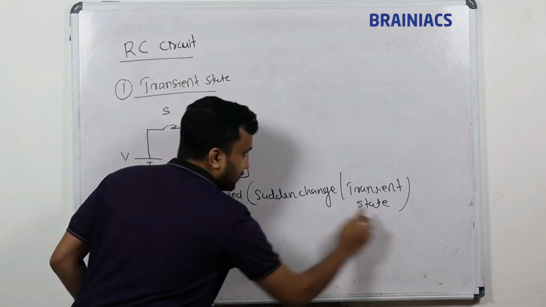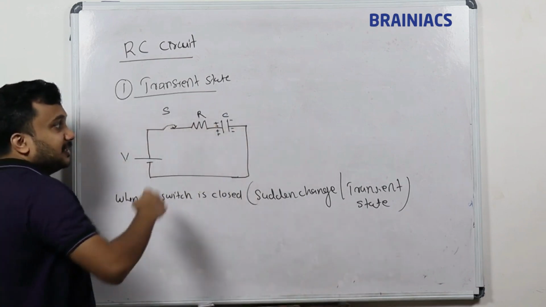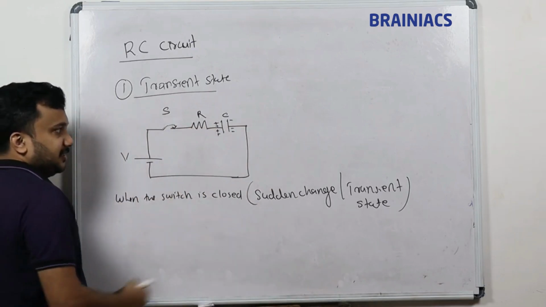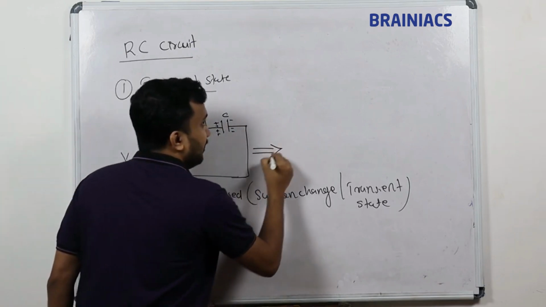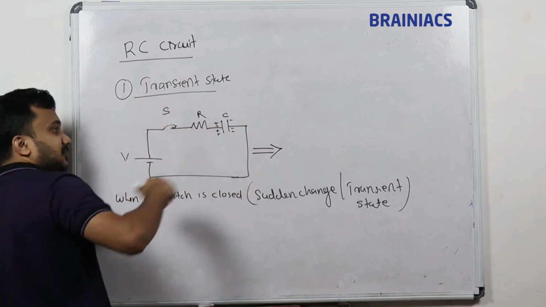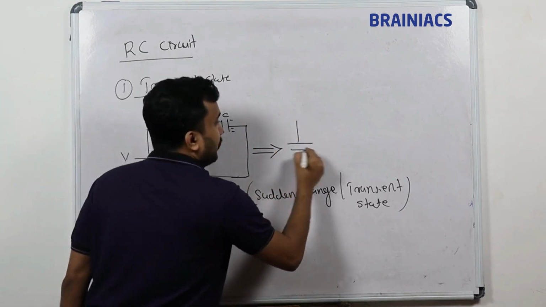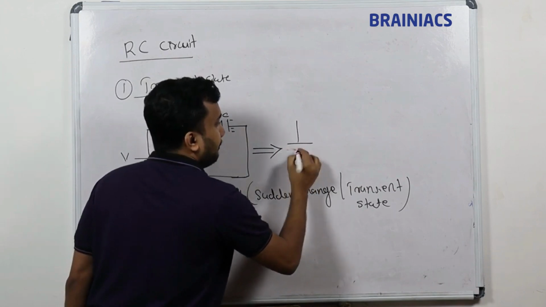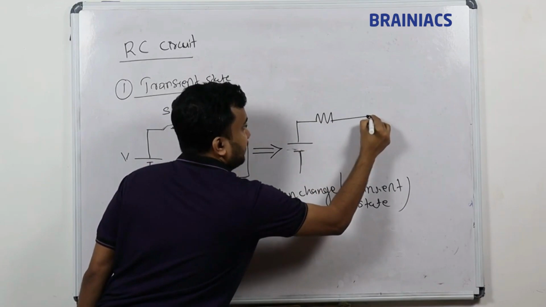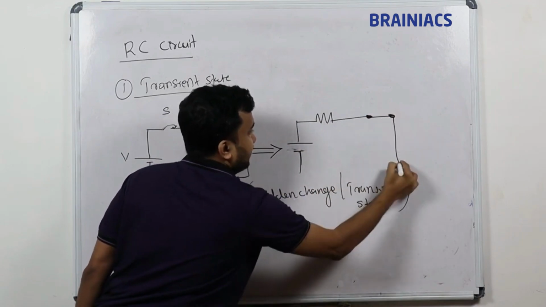During these states, the circuit can be redrawn. During the transient state, the capacitor starts to eat the charges and the charges can flow. So in the redrawn circuit, the capacitor becomes short circuited.